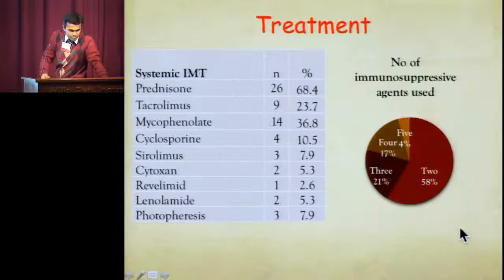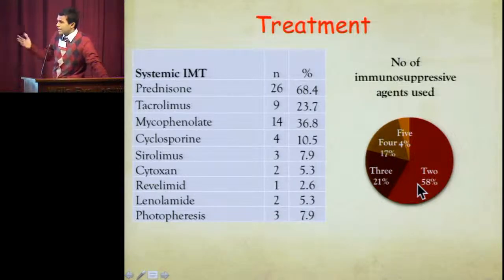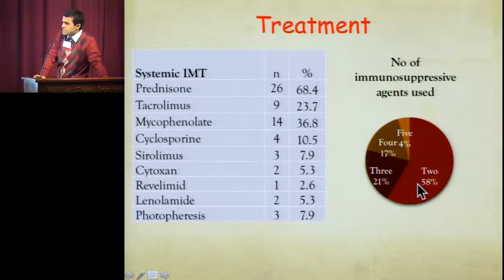We looked at the treatments that they had received in the past. The majority, as I said, had been treated with prednisolone or a T-cell calcineurin inhibitor. So 70% received steroids and close to 30% had either CellCept or tacrolimus. We also looked at the number of agents that had been used in the past. These are not at the time of presentation, but have been used in the past. Almost 60% had required at least 2 immunosuppressives, and 20% 3 or 4 agents in the past.